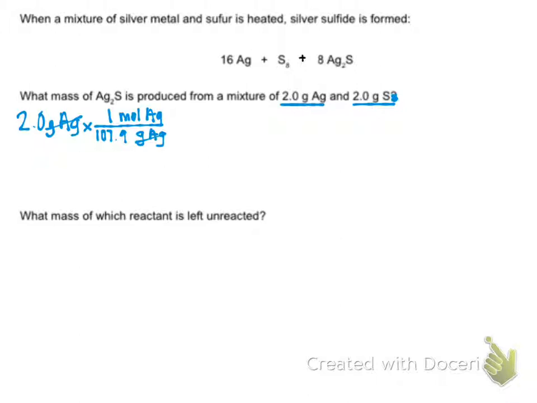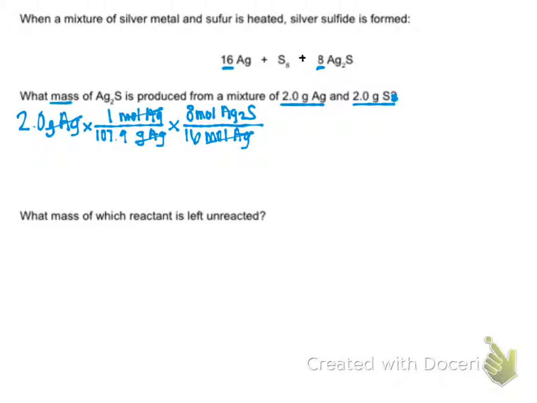So first we have to convert moles Ag to moles Ag2S. This is where you use your mole ratio. And so if you look at your balanced equation, you have 16 moles Ag for every 8 moles Ag2S. So moles Ag goes on the bottom, 16 mole Ag for every 8 mole Ag2S. Okay, from there, your units cancel out, moles Ag cancel out.